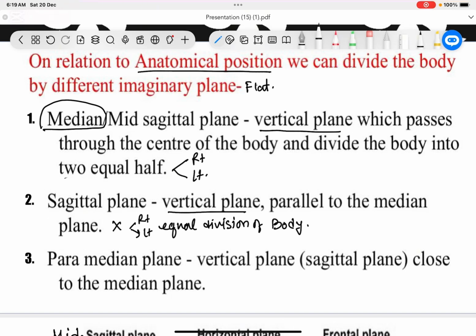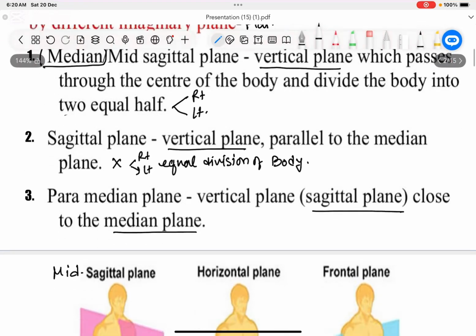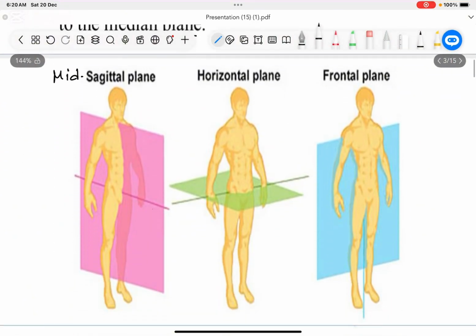The third one you can see is the paramedian plane. It's also a type of sagittal plane which is close to the median or mid sagittal plane. There are two more planes. One is the coronal plane, which is a vertical plane at right angles to the median plane. Then the transverse plane, or we can say horizontal plane, which is perpendicular to the median or coronal plane. So let's start to describe all of this.